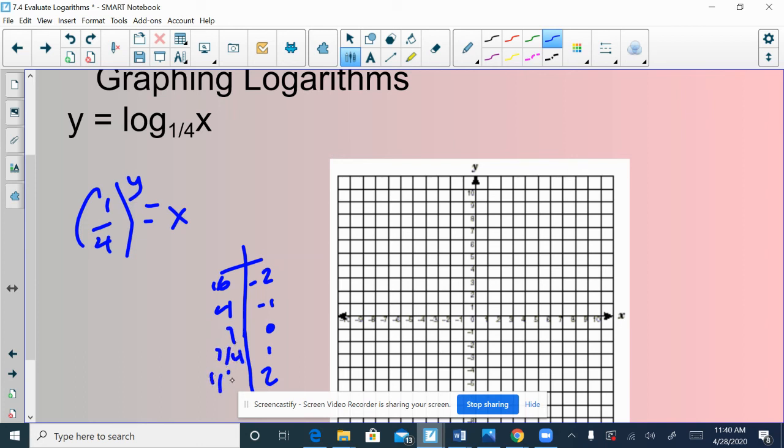1/4, 1/16. So we're going to graph this much the same. 16, -2, that's way out here somewhere. I don't like it that much. 4, -1, 1, 0, 1/4, 1, 1/16, 2. I can go ahead and plot this.